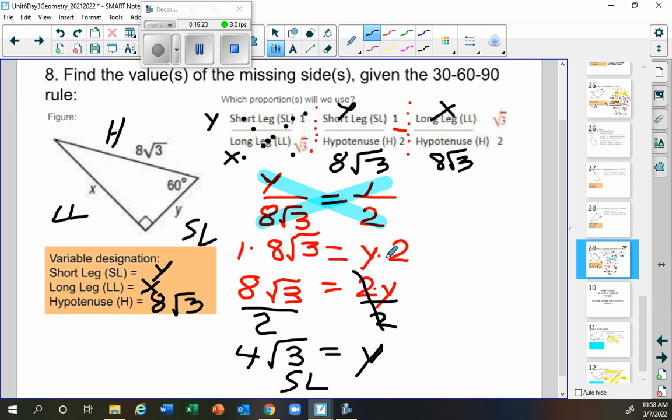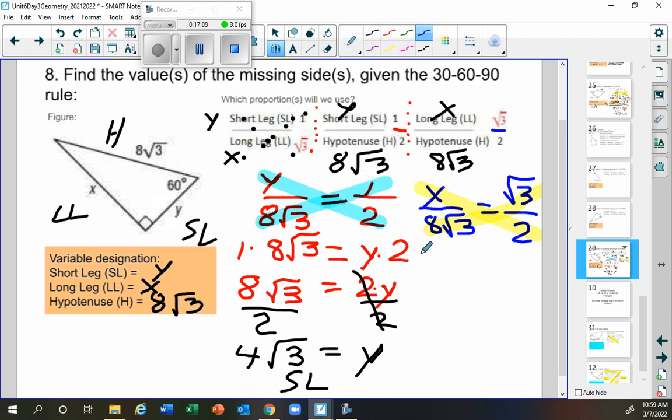All right. In the end, we're actually going to use the other one because I'm going to show you why. So similar to before, you have x over 8 square root 3 equals square root 3 over 2, right? We agree to that so far? Now, just like before, what do we have to do to both sides? We have to cross multiply.